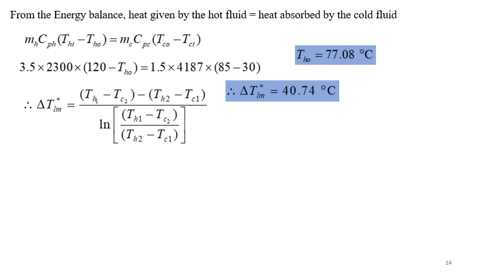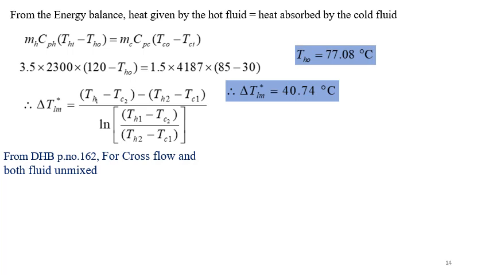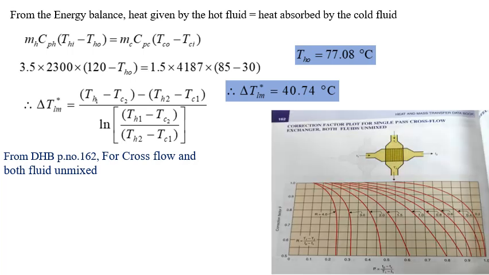Now we have to calculate the correction factor F. In order to calculate the correction factor, refer page number 162 for cross flow and both fluids unmixed. Specifically, you should know this: cross flow and both fluids unmixed. So this is the graph you are going to get. Here on the x-axis it is given P, and on the y-axis the correction factor, and those curves are the values of R. Now how to calculate P and R?